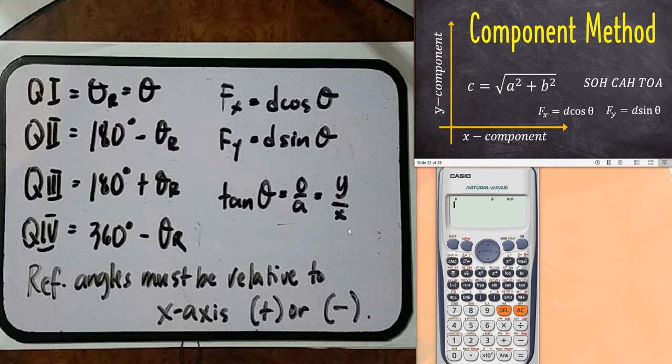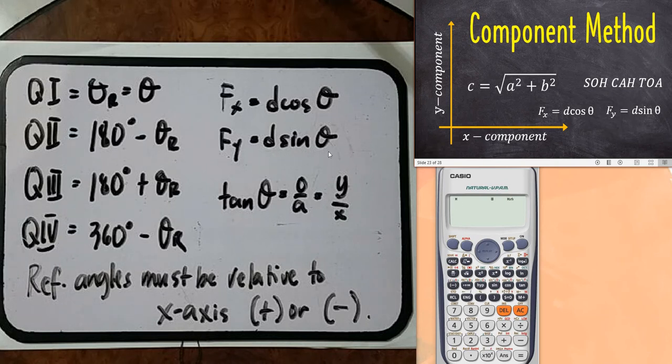Ginagamit ko lang si y over x kasi minimake sure ko na yung reference angle must be relative to the x-axis, whether positive x-axis man siya or negative x-axis. So it should be na yung tail ng arrow ng yung angle ay nakadikit sa x-axis. Okay? Now, kung ano man yung reference angle mo, kung saan man siya nakalocate, whether it's first, second, third, or fourth quadrant, gagamitin natin itong apat na equation para i-substitute dito sa dalawang equation.